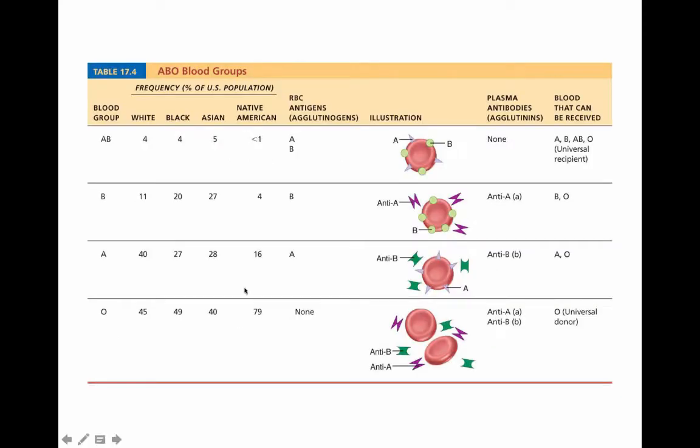Some thoughts on the frequency in the U.S. population of a few ethnicities, then blood group AB, B, A, and O. The red blood cell antigens are also called agglutinogens because they cause agglutination. And then just these illustrations that show what plasma antibodies exist and how those relate to the blood types that can be received.